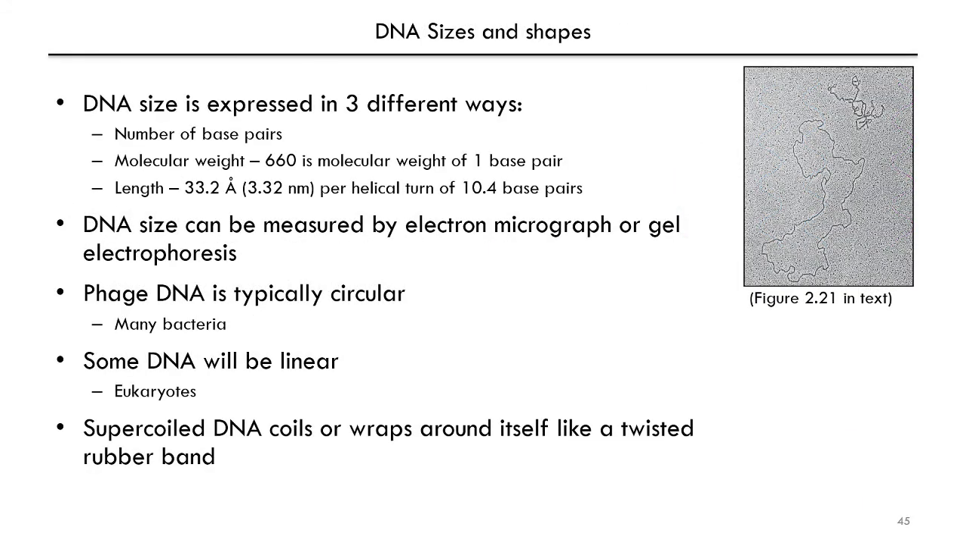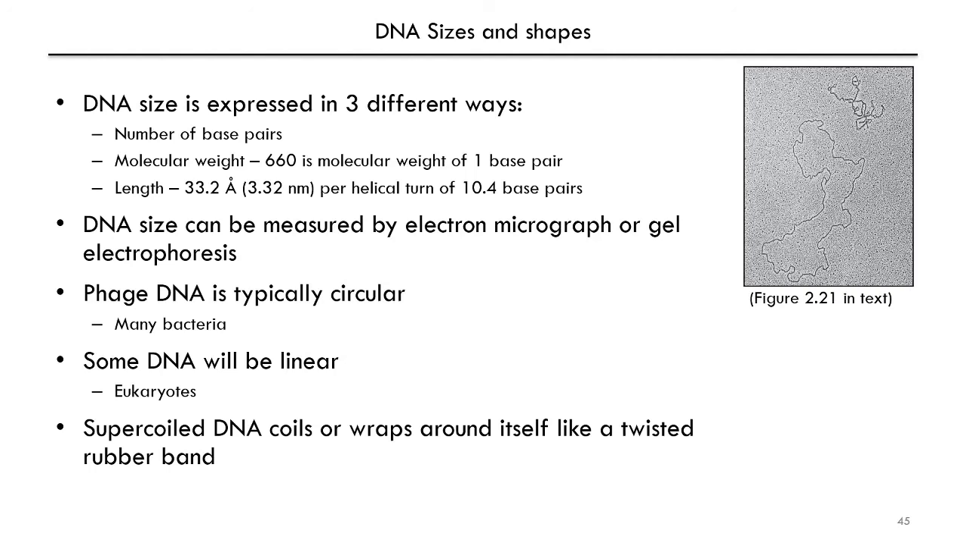We can talk about DNA size in a couple of different ways. DNA can be measured by the number of base pairs, the molecular weight, or the length. Experimentally, we can determine the size of DNA by different techniques, such as by electron micrograph or gel electrophoresis. In addition to size, DNA comes in many different shapes. It can be circular or linear. Phage DNA is typically circular, as is the DNA of many bacteria. Eukaryotes, like us, tend to have linear DNA.